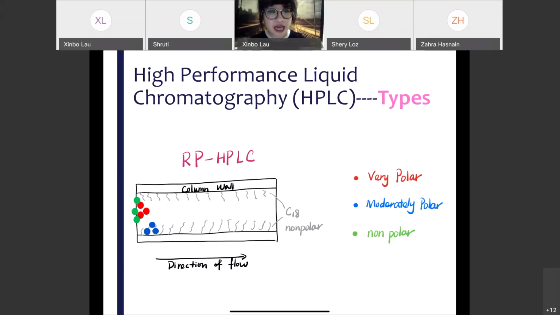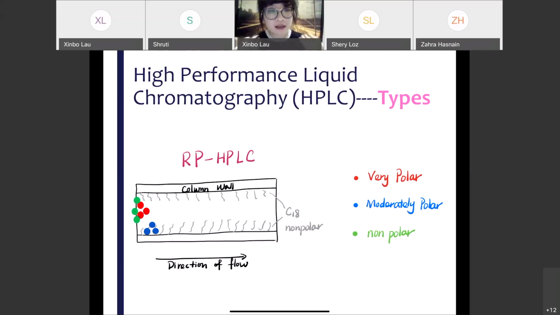So what kind of interaction is going to be strong? We said like dissolves like. That's the rule of thumb of chemistry. So then what is it? If you have similar polarity, they're going to have a stronger interaction.